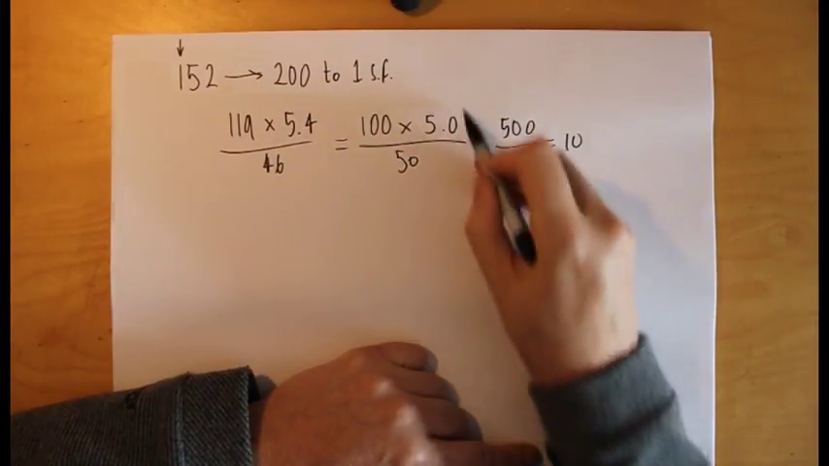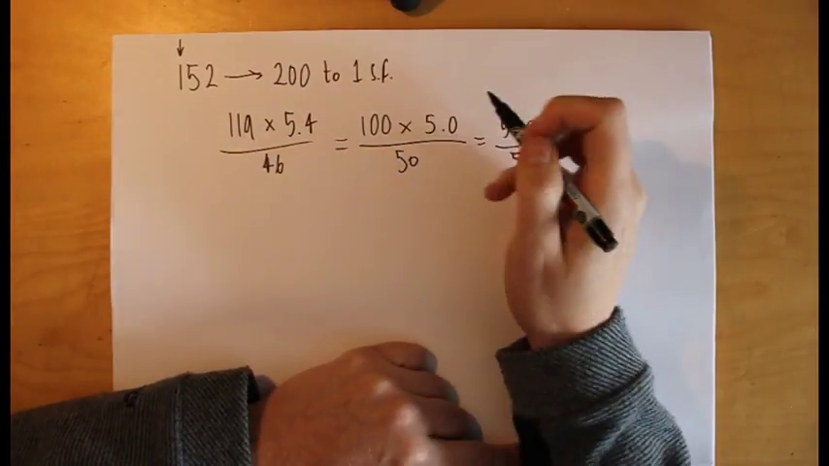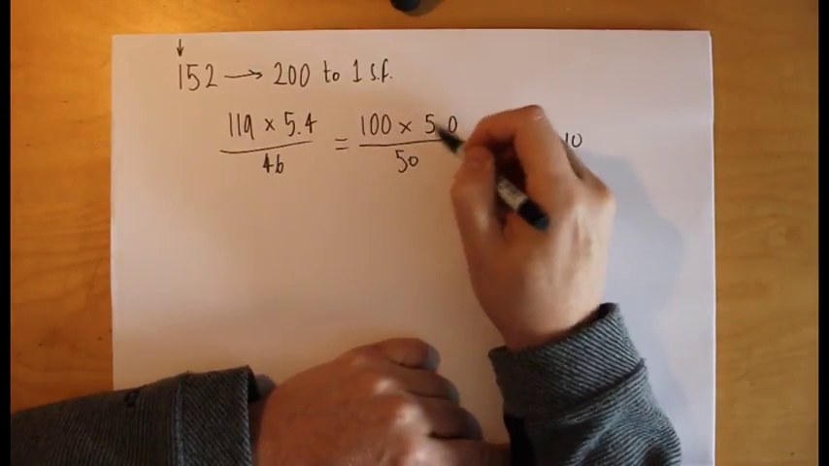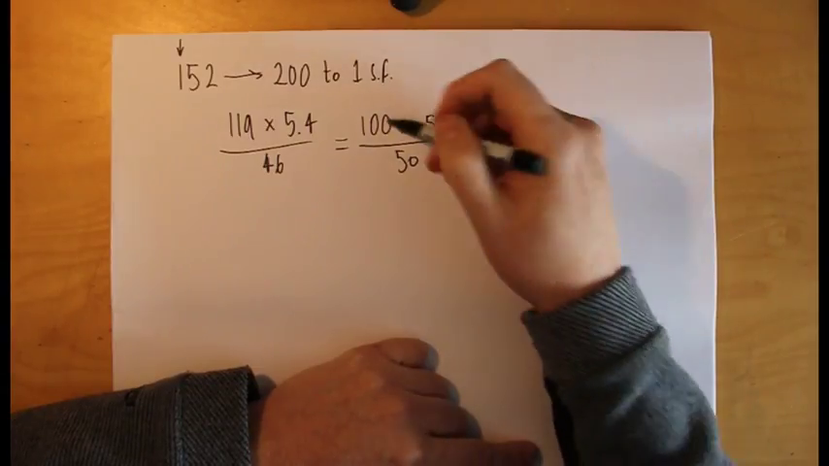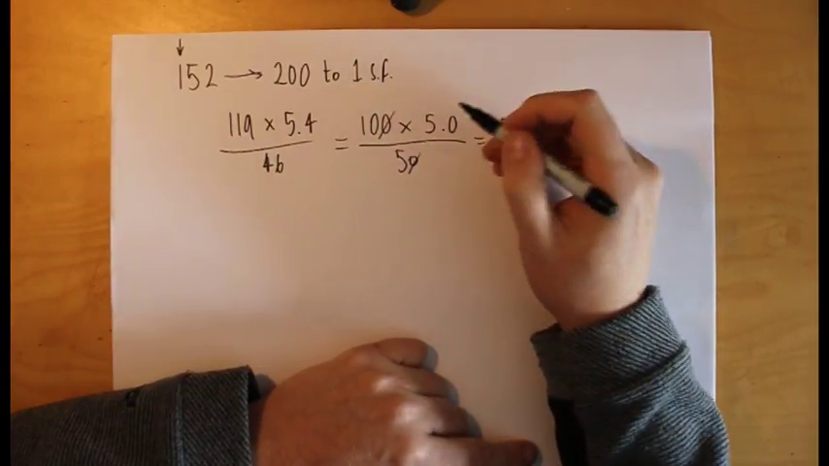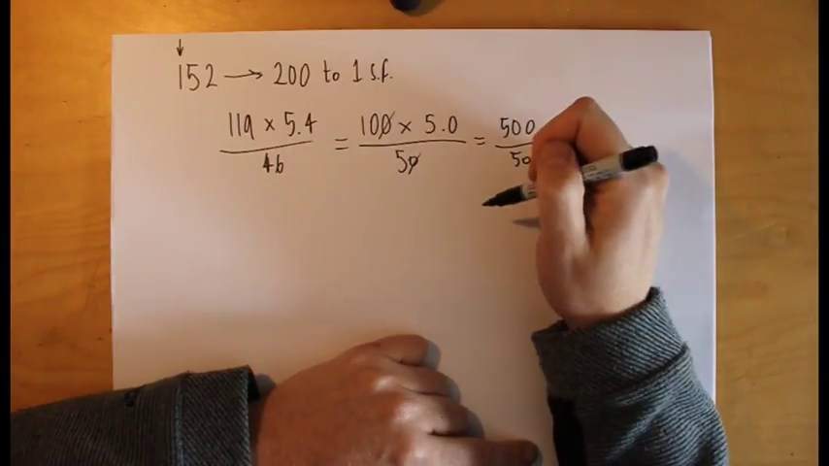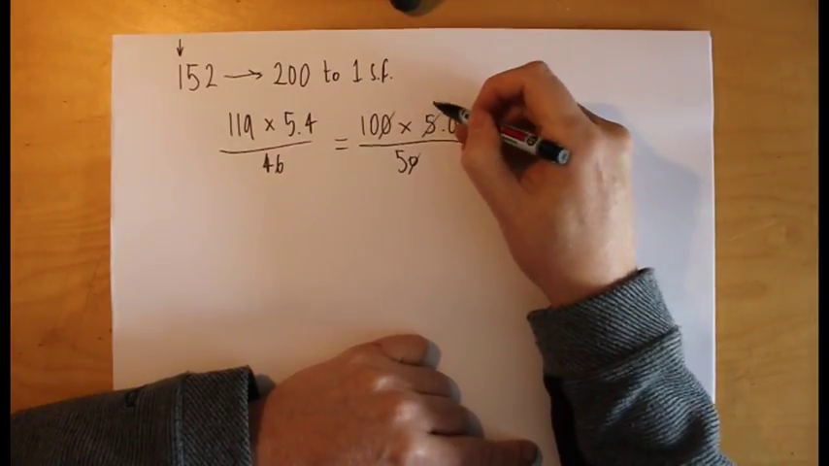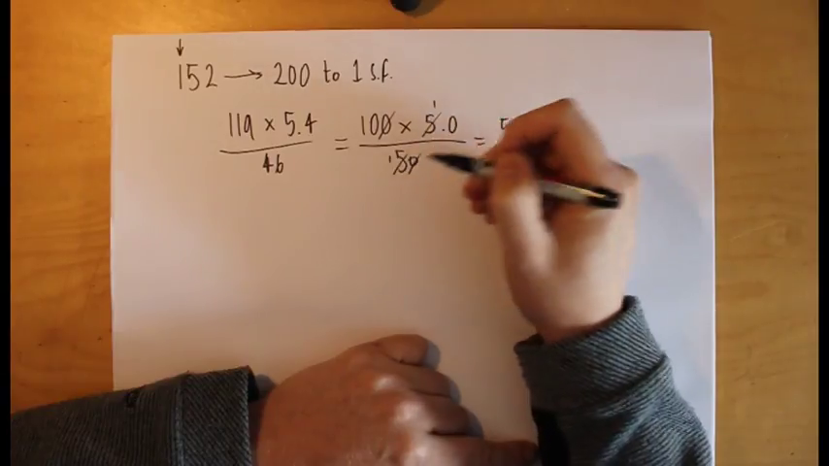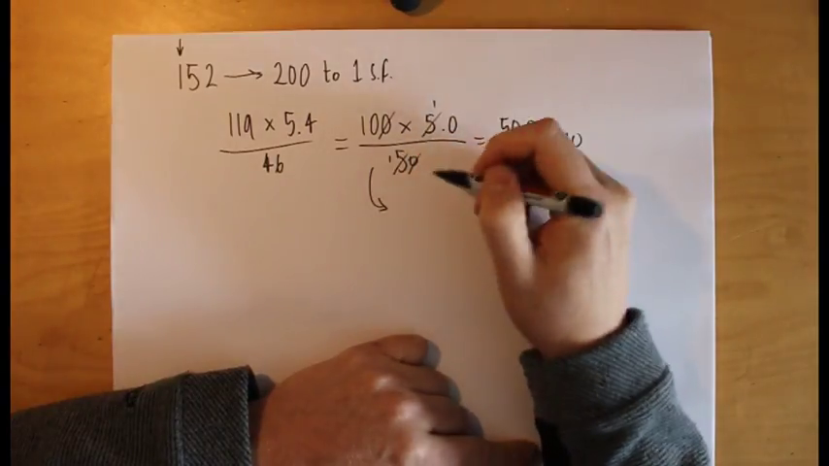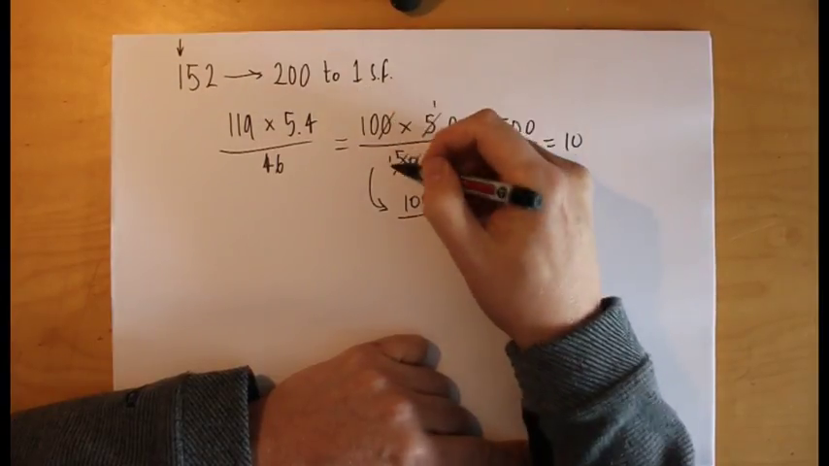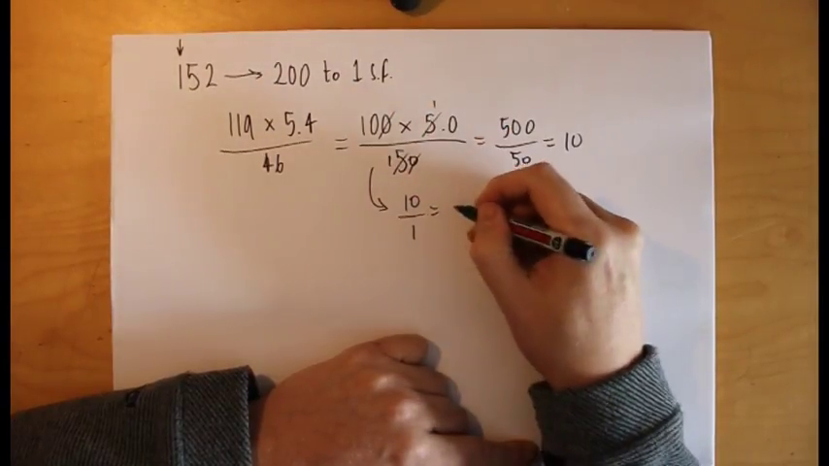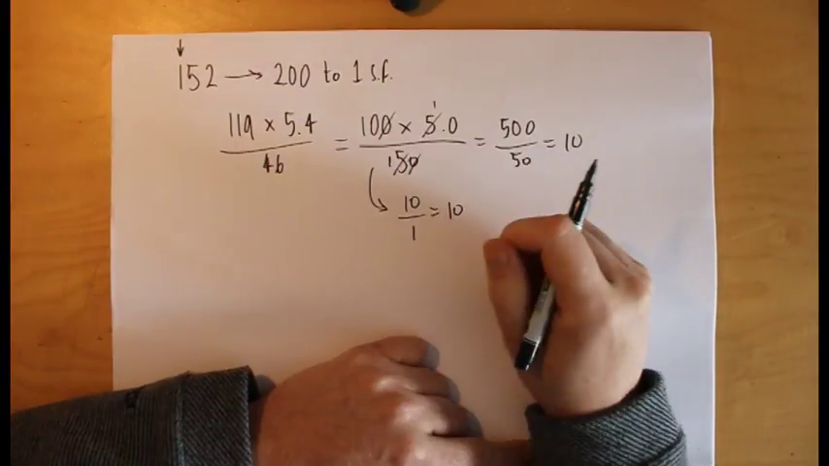We could also, at this stage, cancel things down a little bit here, so we could maybe get rid of a 0 on the top and the bottom. We could say, well, 5 goes into this once, 5 goes into this once, and we'd end up with 10 times 1, which is 10, divided by the 1, which again is 10. Some people might prefer that method.